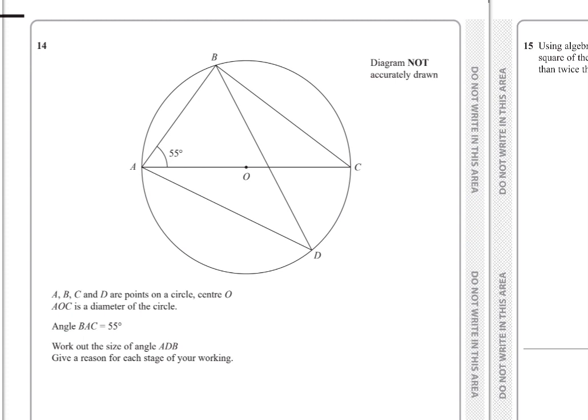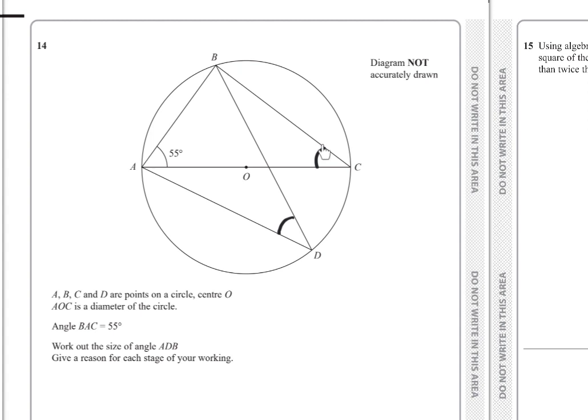Number 14. A, B, C, and D are points on a circle, center O. AOC is a diameter of the circle. Angle BAC equals 55. Work out the size of the angle ADB. This circumference angle equals that one because it is opposite to the same arc AB. So angle D equals angle C, circumference angles opposite to the same arc. So if we can find angle C, then we can find angle D.